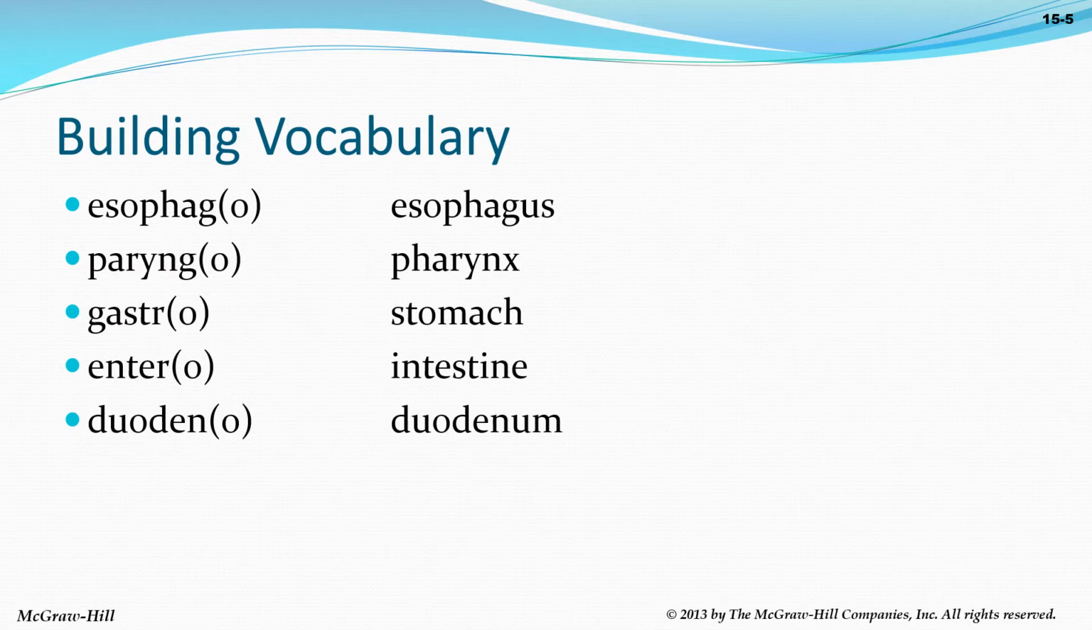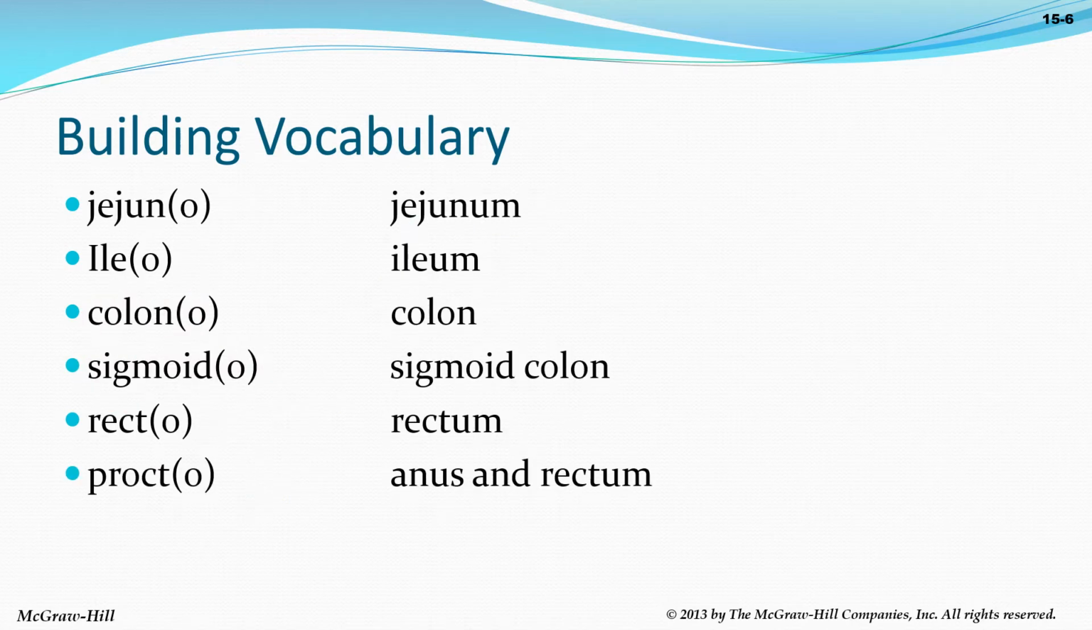The body parts are fairly easy. It's just a shortened form of the word that we use to describe the body part. Gaster for stomach. Enter is intestines. The first part of your small intestines is the duodenum, and it's only about a foot long, about 12 inches or so. The next part of your small intestines is the jejunum. And the third part is the ileum. And the colon refers to the large intestines.